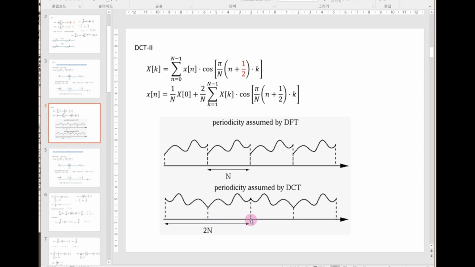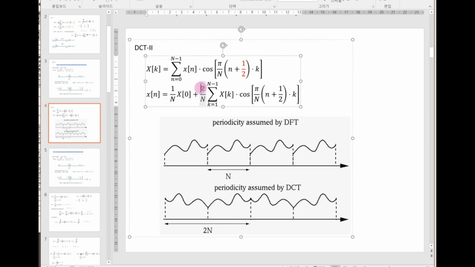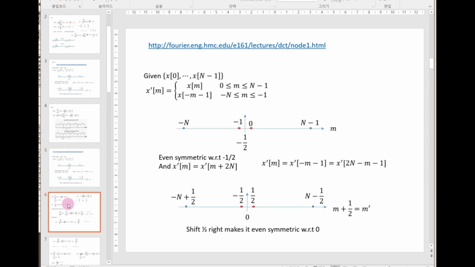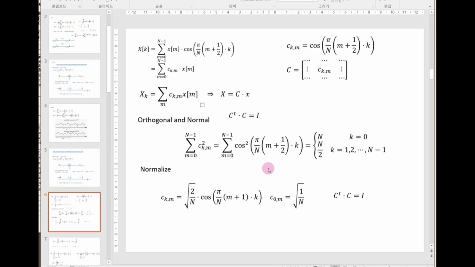And when you take the inverse of the DCT, the whole spectrum is symmetric with respect to the offset point. But the DC component has a single variable, so that's why it is the 1.5 of x0, and the other terms are doubled like that. And this is an offset of the basis function. By use of those concepts, we can develop the DCT matrix.